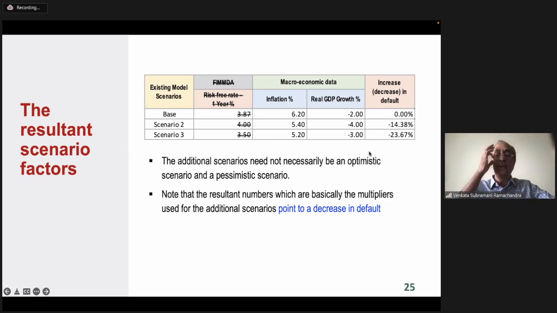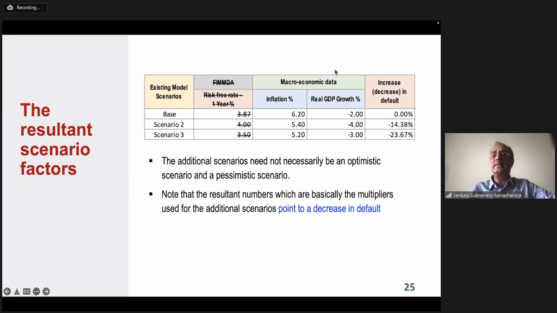One of the things I want to tell you is, please don't confuse these two scenarios with the stress test scenarios. I know many people confuse this with a stress test. No, this is not a stress test at all. These are the two scenarios which you expect to be possible outcomes. So these additional scenarios need not necessarily be an optimistic scenario or a pessimistic scenario. Both can be optimistic, both can be pessimistic. It will be decided by the macroeconomic data.